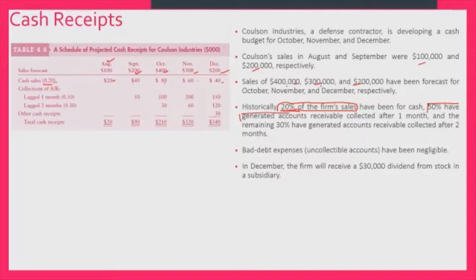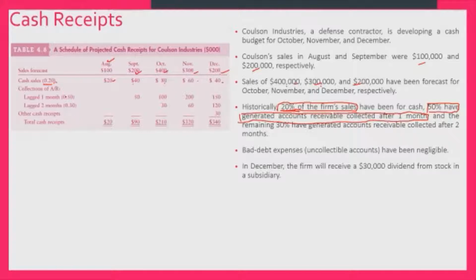have generated accounts receivables after 1 month. So historically, it shows that 50% of the sales, so we cater for 20, is cash. We have an outstanding of 80. 50% of that 80, they receive it 1 month after.